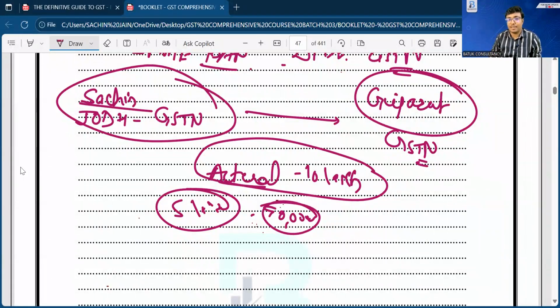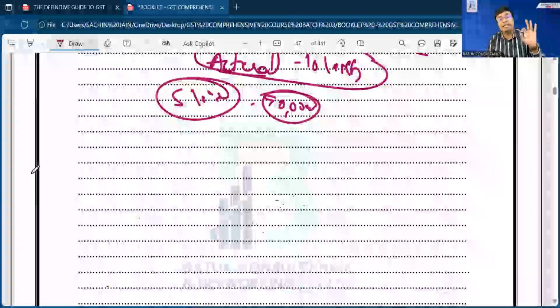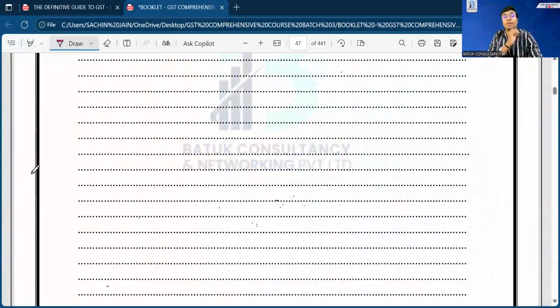Hence, the government implemented this specific rule and said that if the buyer and supplier are related parties, in that case your transaction value will not become the taxable value. You have to determine the transaction value or taxable value as per rule number 28, which is applicable in case of related party and distinct person.